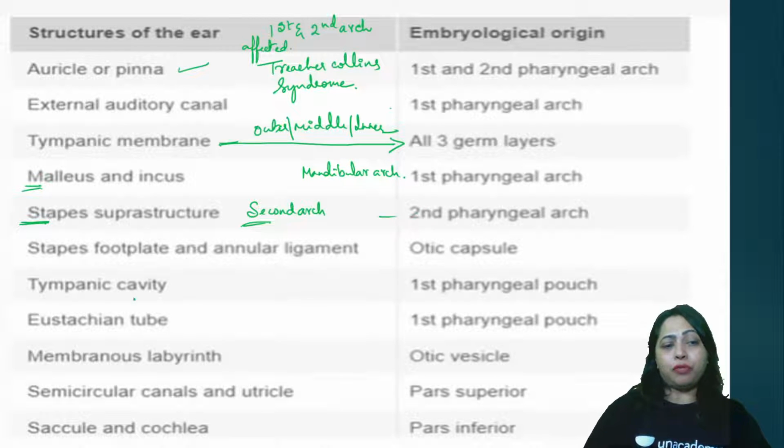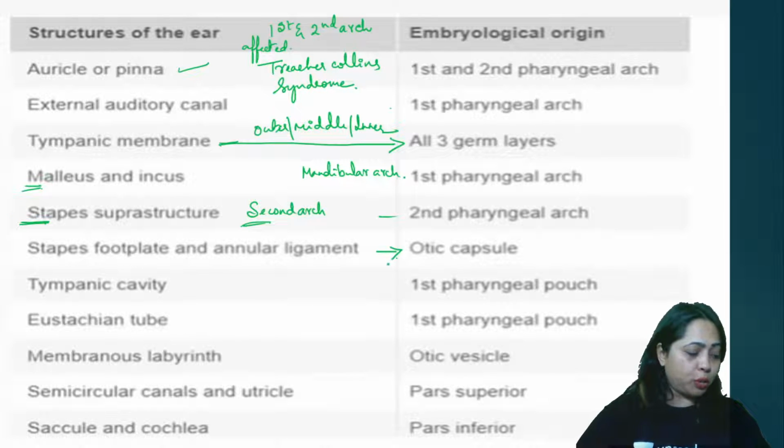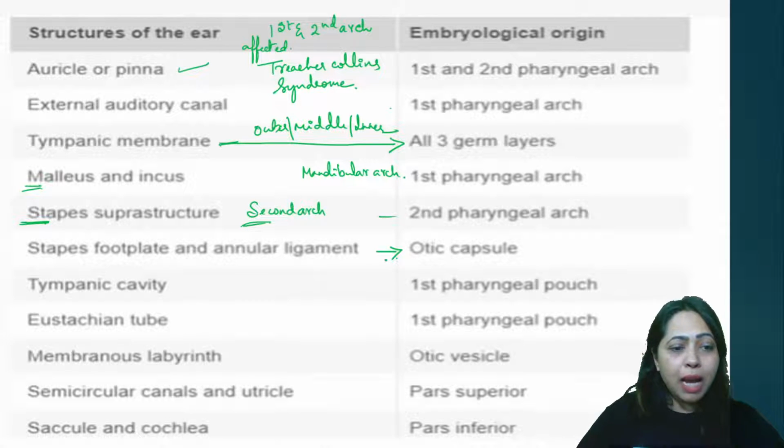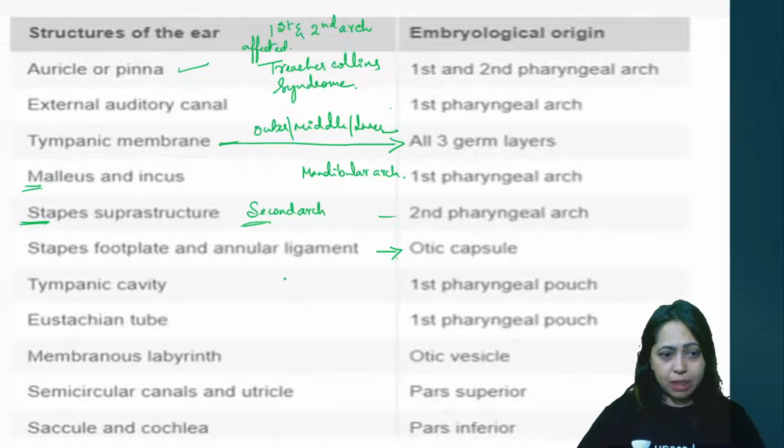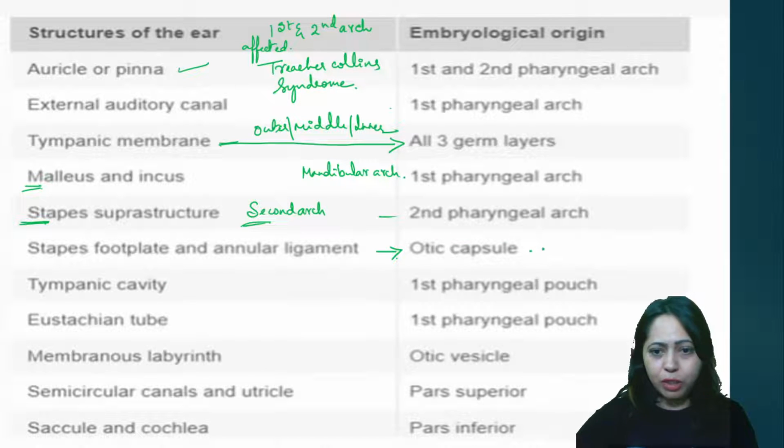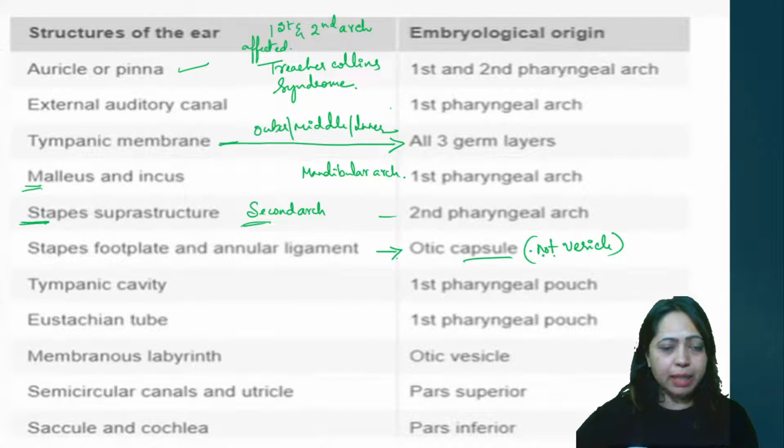And then we have the foot plate and annular ligament, that is from the otic capsule. And then we have the tympanic cavity. Tympanic cavity is from the first pharyngeal pouch. So you have to remember these. So the otic capsule, what you saw here, is a capsule. It's not a vesicle. So remember, keep this in mind. It's not a vesicle, it's a capsule.